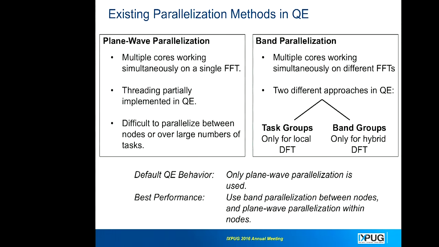And there's actually a couple of different ways in which this concept is implemented in Quantum Espresso. There's task group parallelization, which exists only outside of the exact exchange parts of the code. So that is to say, in parts of the code where you're not calculating these exact exchange integrals. And then there's band group parallelization, which is exactly the opposite. It's only implemented in regions of the code where you're calculating the exact exchange integrals.